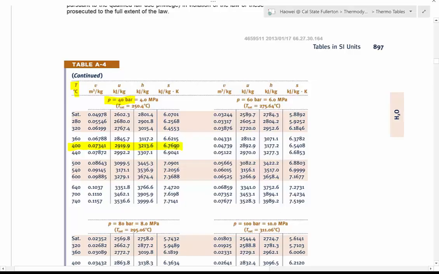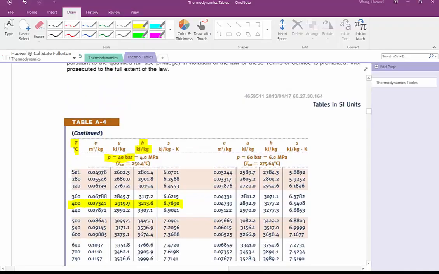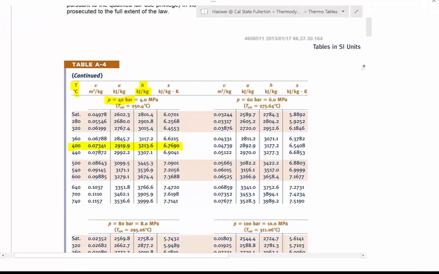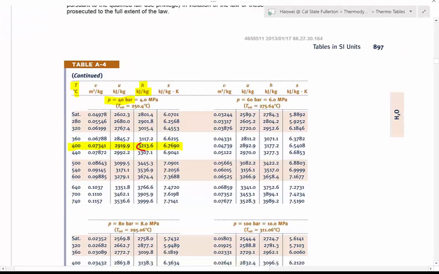The one we're looking for is specific enthalpy, H. And be careful here, the unit this table uses is kilojoule per kilogram. So H1 will be, we can easily find it now, that is 3213.6, and don't forget a unit, kilojoule per kilogram.